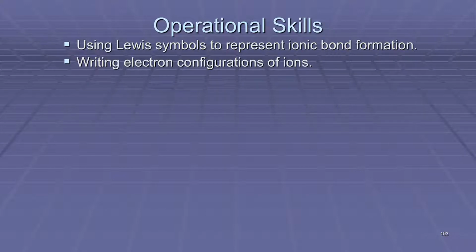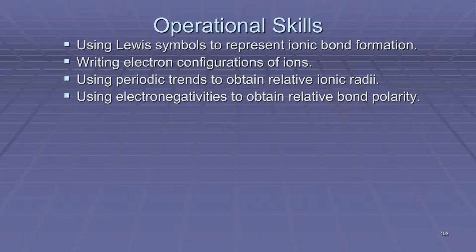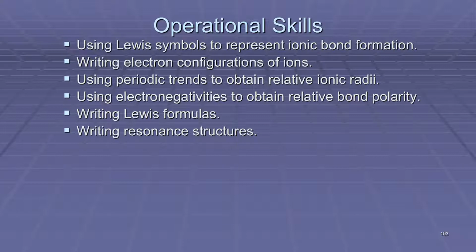You should be able to use periodic trends to figure out the relative ionic radii across the chart, or up and down, or if it's positive versus neutral, or isoelectronic, as we just saw. You should be able to tell if a bond is polar or nonpolar by using electronegativities or even ionic character. You should be able to write Lewis formulas for simple molecules, and also for molecules and ions.